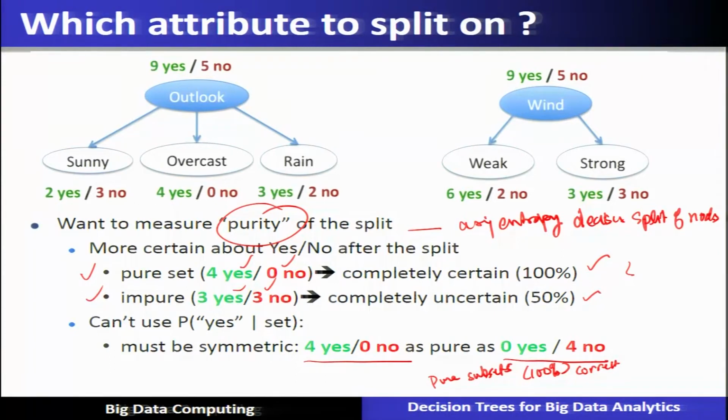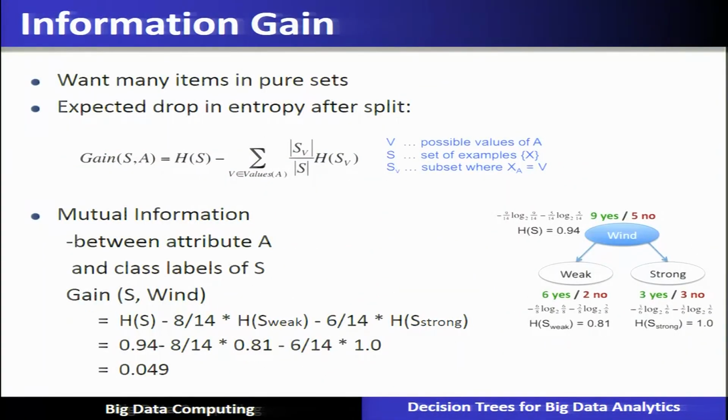Let us see how this decision tree has used this concept. This concept is termed as information gain. So we want to see how many items are there in that pure set, and how this particular expectation will drop in the entropy value after the split, and this can be termed as the gain, and that is called information gain.